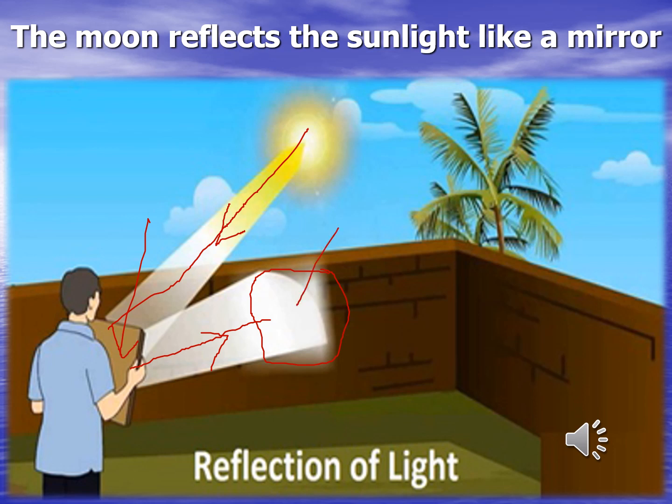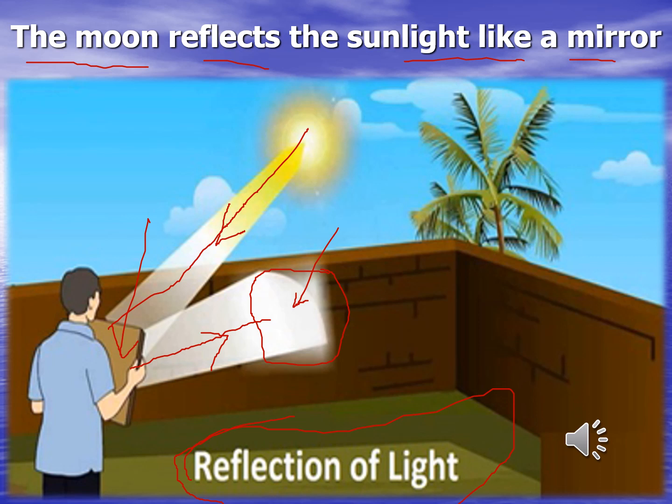So is the mirror a source of light or not? Yes, perfect. No. So the mirror and the moon are not sources of light, but they reflect the sunlight. The moon is not a source of light. It's called a reflection of light.